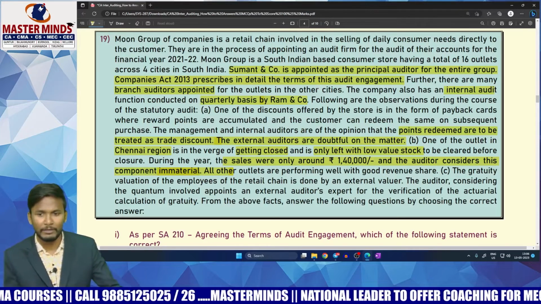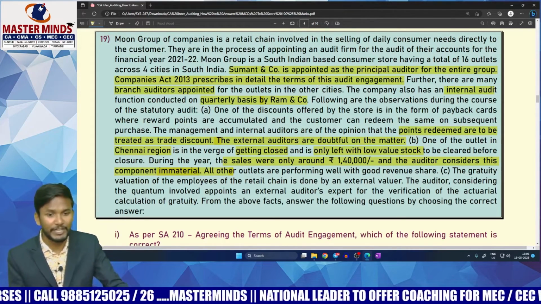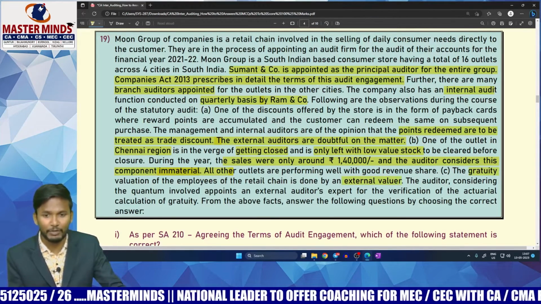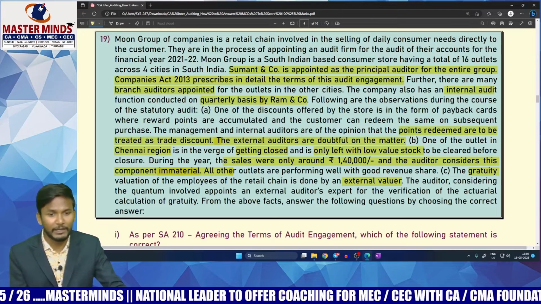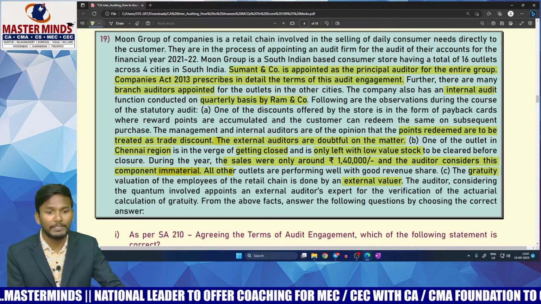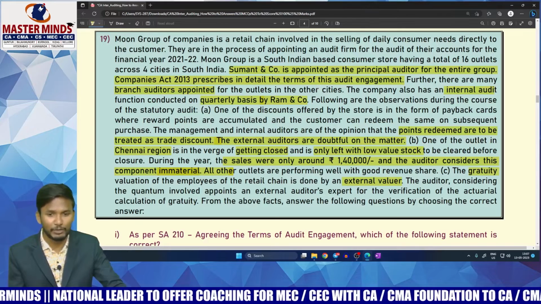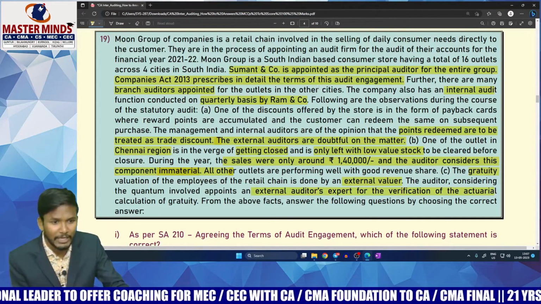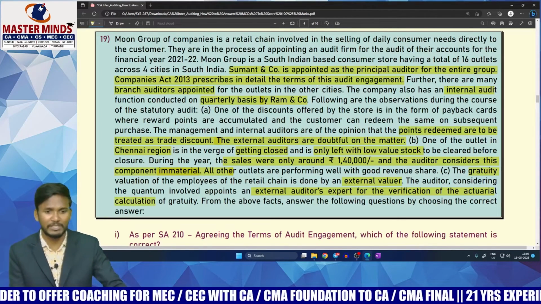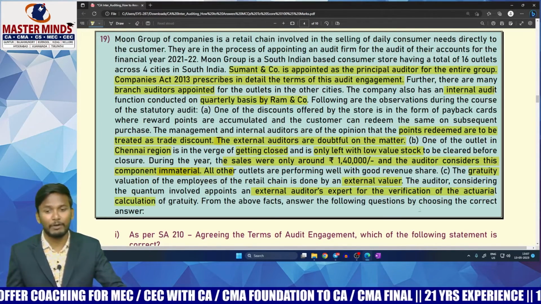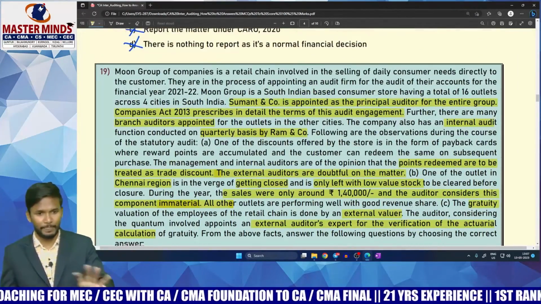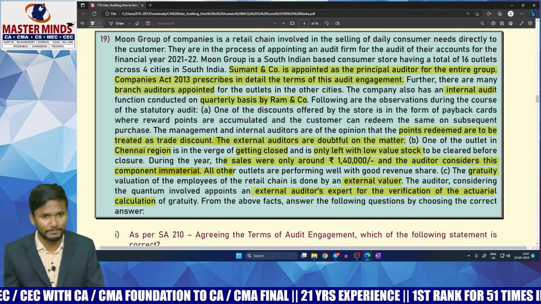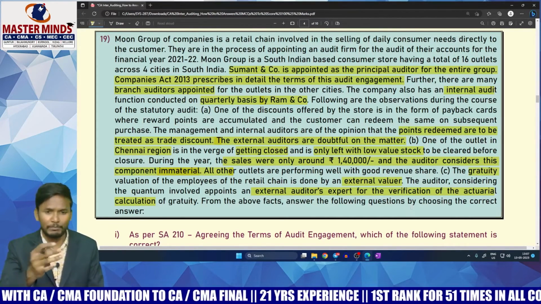Good. Okay. The gratuity valuation of employees of the retail chain is done by an external valuer. So gratuity valuation, who is doing it? An external valuer. The auditor, considering the quantum involved, appoints an external auditor's expert for verification of that actuarial valuation. So what is he doing, sir? The external auditor is appointing an expert for verification of the actuarial calculations. Okay, that means he is not an expert himself. That's why. From the above facts, answer the following questions by choosing the correct answer. See, this is the entire case study, out of which whatever I've highlighted, these are the contents you are supposed to keep in mind. Okay. Now based on this only, mostly the questions will look like.